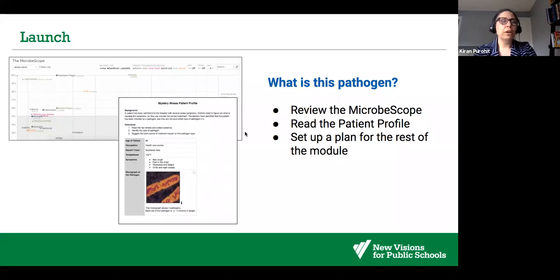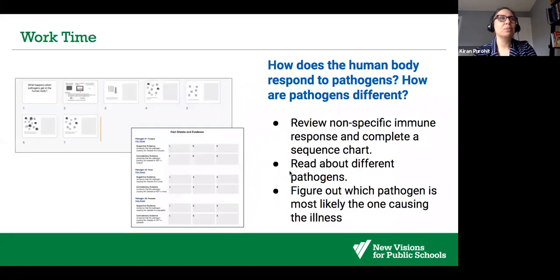So it starts with a launch where students look at this graph about different diseases, and then they get a mystery illness patient profile. They're going to have to figure out what pathogen this mystery illness is being caused by. That's the launch. Hopefully this gets students interested and wanting to complete this slightly mysterious challenge.